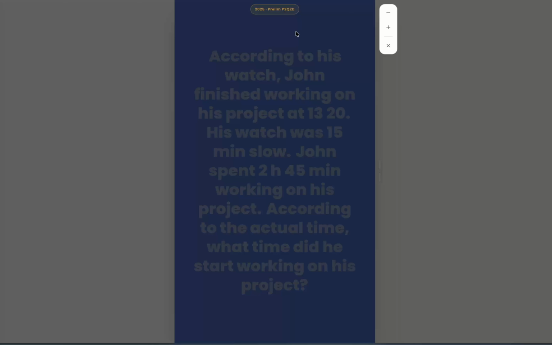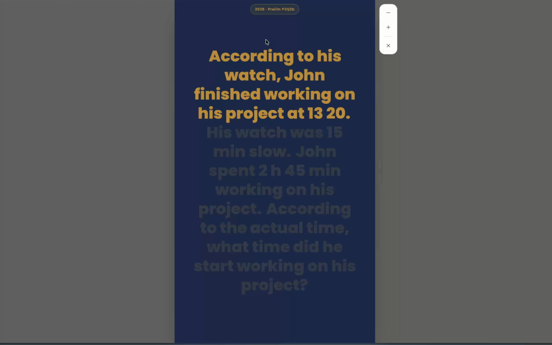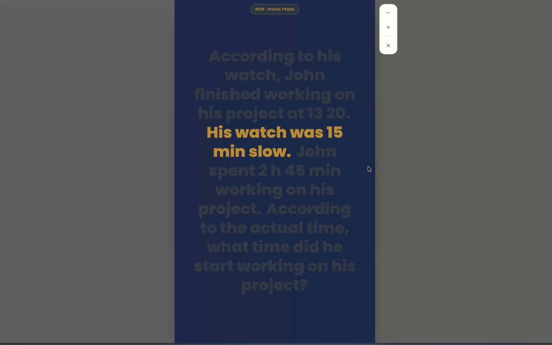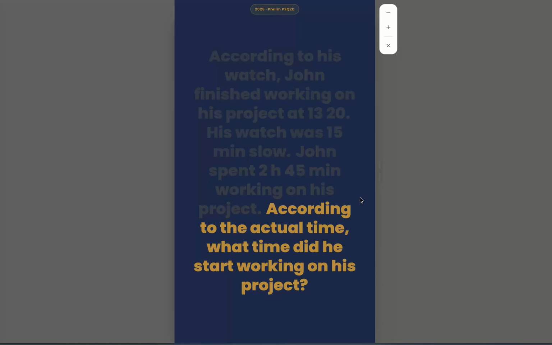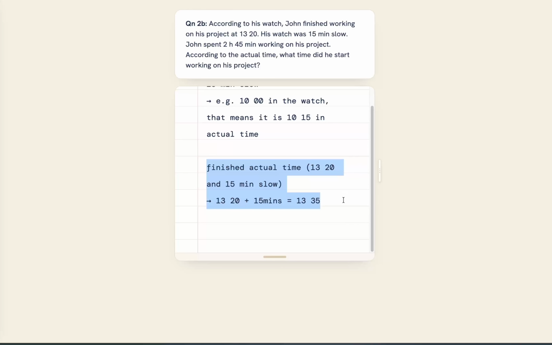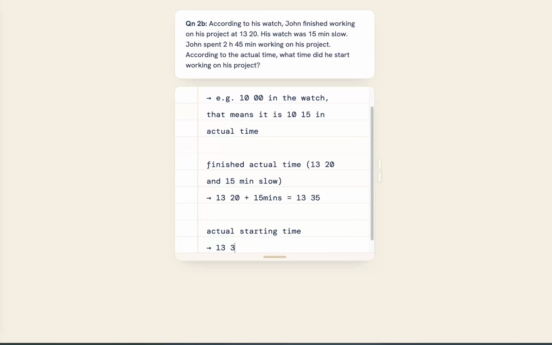Question 2, part B. According to his watch, John finished working on his project at 13:20. His watch was 15 minutes slow. John spent 2 hours 45 minutes working on his project. According to the actual time, what time did he start working on his project? We know that the actual finish time is 13:35.